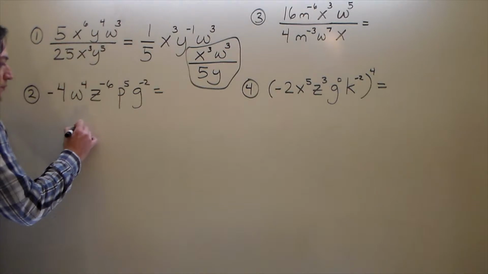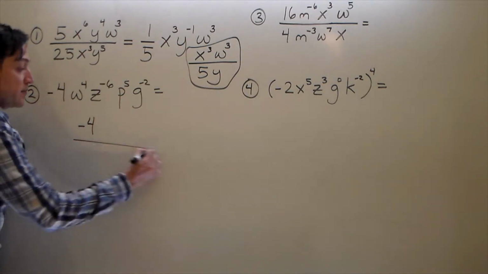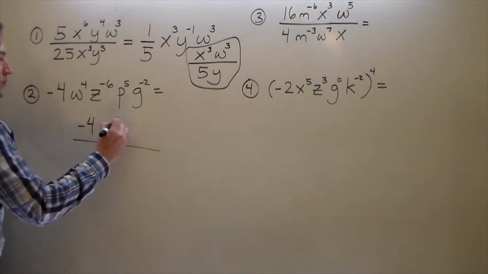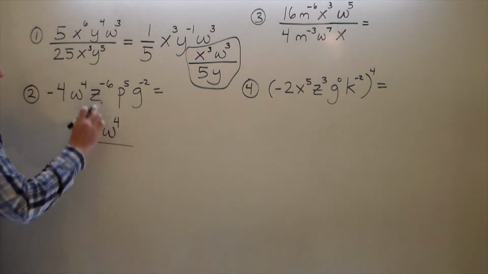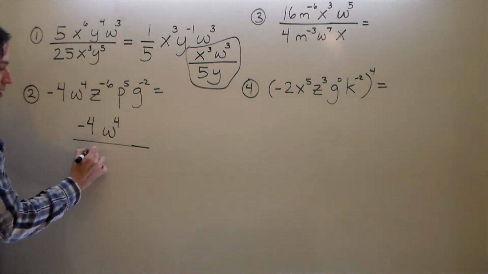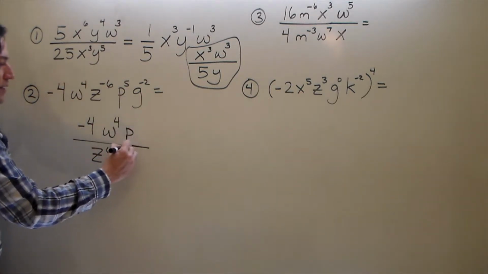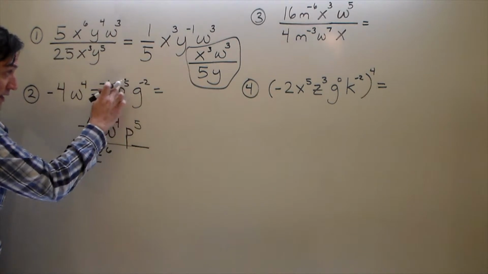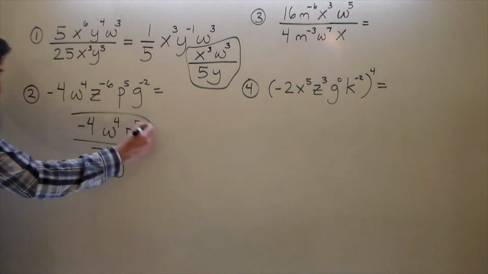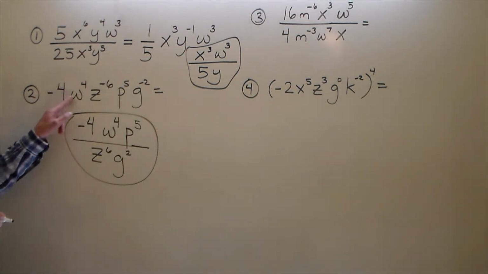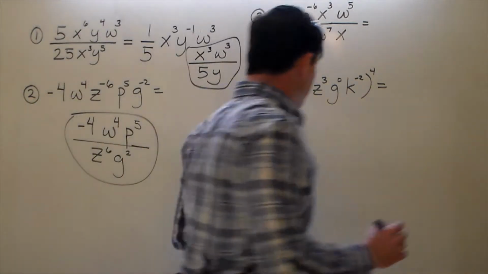So to do that, I just write -4. That stays in the numerator because it does not have a negative exponent attached to it. I'd have w raised to the 4th power. Okay, so the z is actually raised to a negative power. So that's going to have to go into the denominator so that we can get rid of the negative. So we got rid of the negative. The p stays in the top. It does not have a negative to get rid of. And finally just g squared. So this is a simplified version of that. These mean the same thing. This is just simpler, where it has no negative exponents.